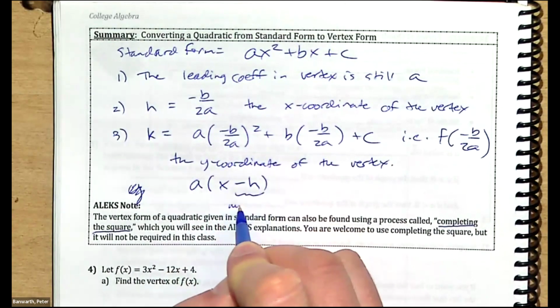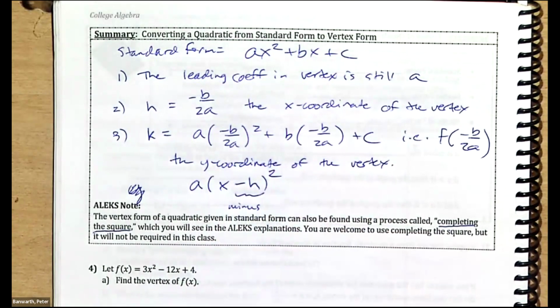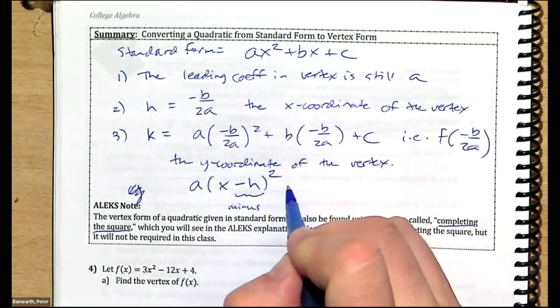And then you just write your max or min, or your vertex form: a times (x minus h). Don't forget it's minus, or flipping it. You have to square it or else it's not quadratic. And then you add the k.